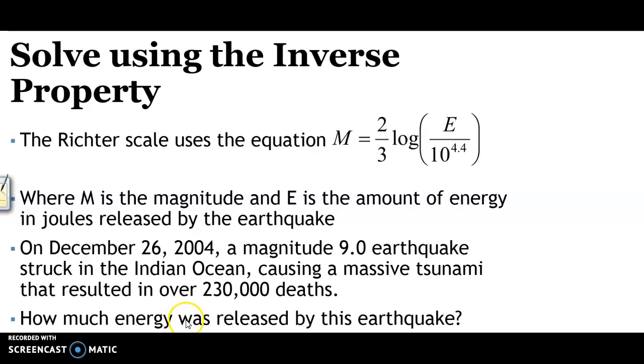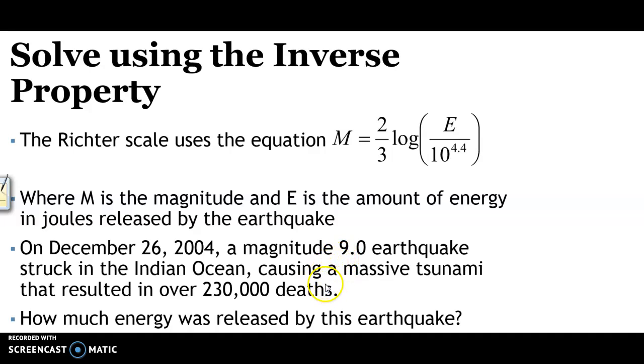We are asked to solve using the inverse property, and we are working on an example using the Richter scale. For this particular problem, we're using an equation for the Richter scale given here by M, the magnitude, and in this equation our other variable is E, which is the amount of energy released in joules. And so we are working with that 2004 quake that happened in the Indian Ocean, and that was measured with a magnitude of 9.0 on the Richter scale.